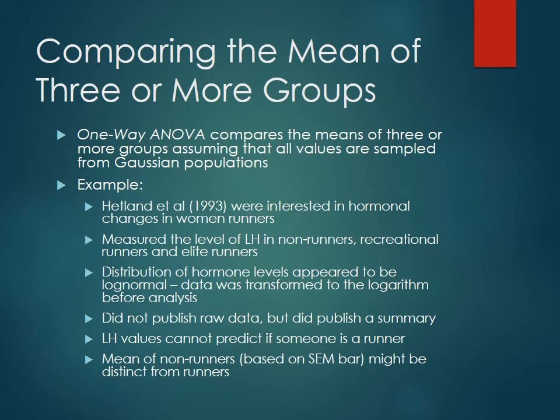So the first type of ANOVA we'll talk about is a one-way ANOVA. It's going to be comparing the means of 3 or more groups, assuming that all the values are sampled from a Gaussian or normally distributed population, right?